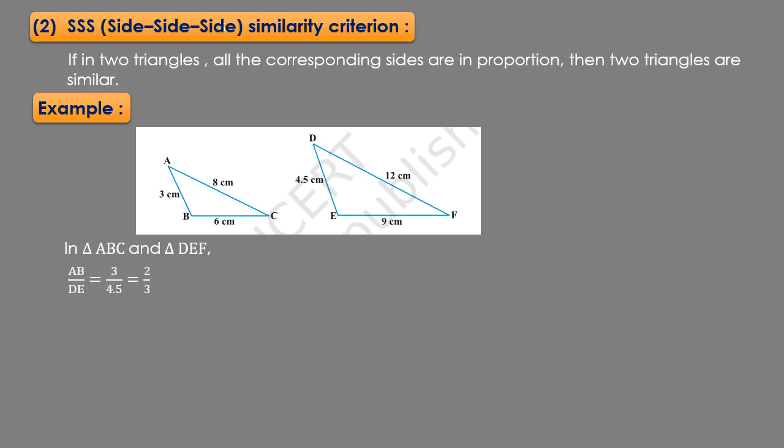AB and DE are the corresponding sides. So that will be equal to 3 upon 4.5. Writing it in the simplest form, we'll get it is equal to 2 by 3. Let us call this equation number 1.